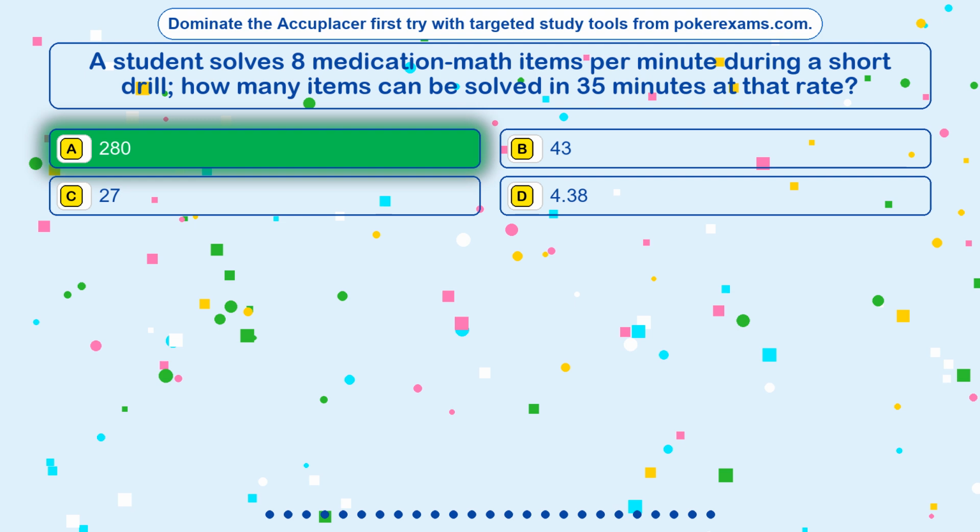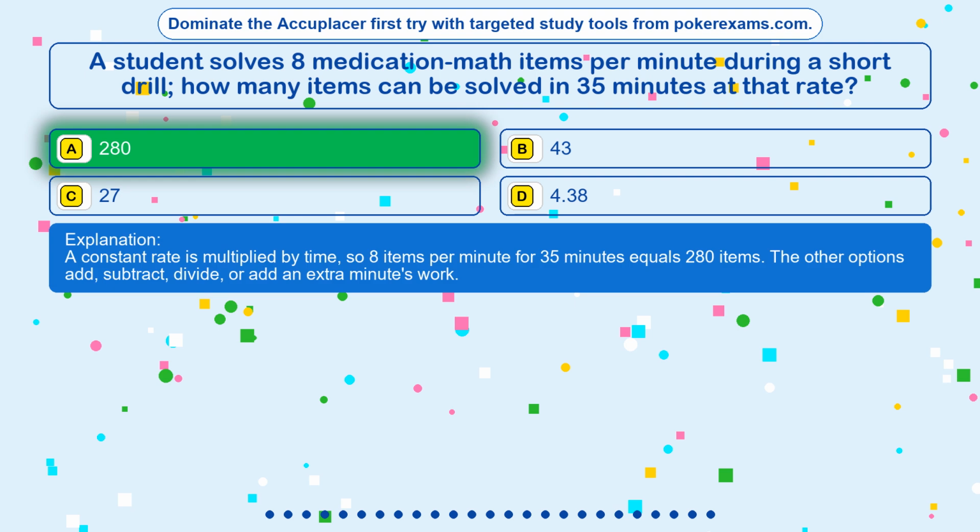The correct answer is option A, 280. A constant rate is multiplied by time, so 8 items per minute for 35 minutes equals 280 items. The other options add, subtract, divide, or add an extra minute's work.